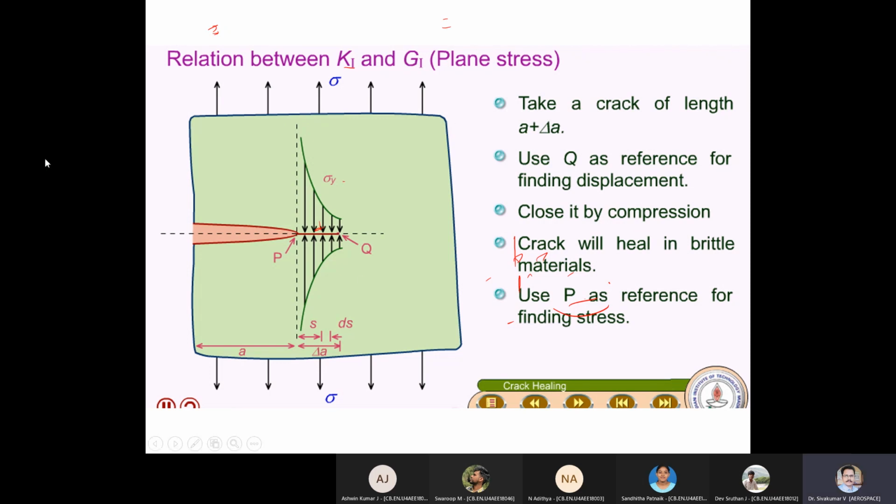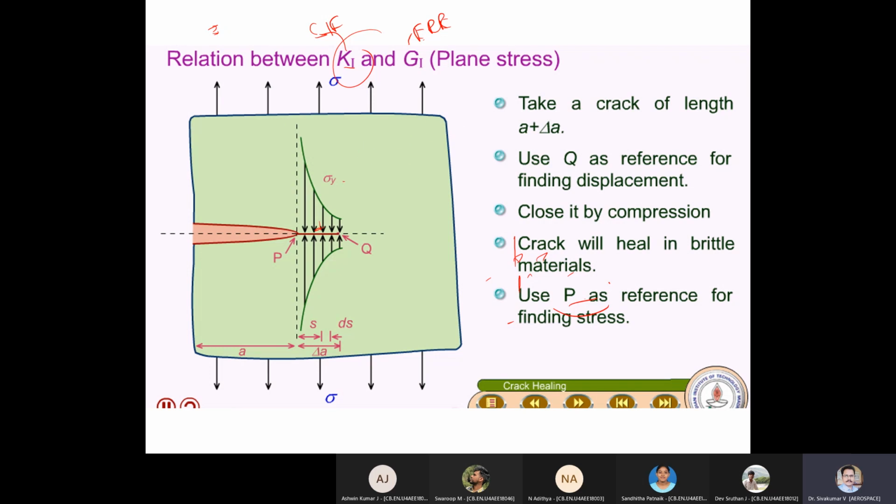So now let us see the relation between K1 and G1. K1 is the stress intensity factor. We will see this in a detailed way soon. But here, since you have the energy release rate with you right now, we can easily discuss this relation, and then we can see K1 in detail. G1 is the energy release rate, and K1 is the stress intensity factor. So how to get this particular relation? That is what we are going to see.